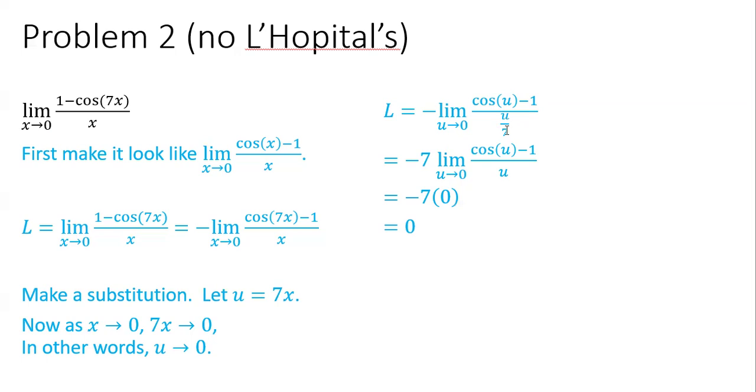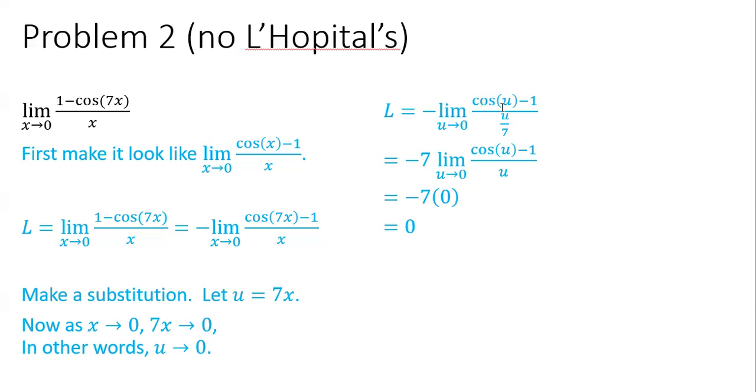So let me go over this again a little slower. 7x is u. That's what happened there. x we can get from dividing by 7 on both sides: u over 7. So we need this variable x to be u. That's why I was saying over here, u approaches 0. This minus sign stays the same.